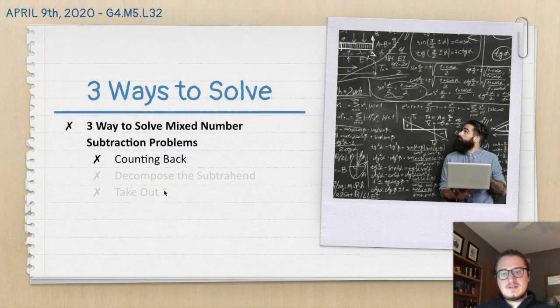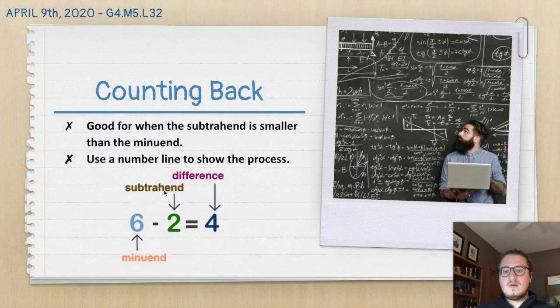So now going back, let's learn about our 3 ways to solve. The first one is counting back. When we count back, it's good for when the subtrahend is smaller than the minuend. So in our fraction problem, this is where if we have 4/5 and we're taking away 2/5, a number that's smaller than 4/5. And we're going to use a number line to show the process. Let's do some practice problems now.